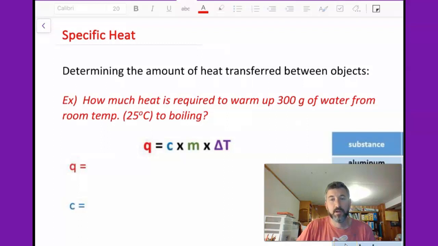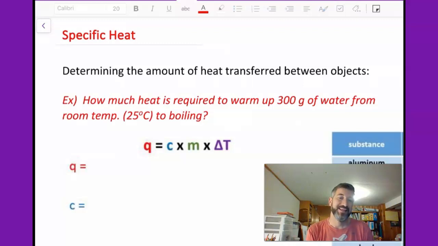Hey guys, today we are going to talk about specific heat. Basically, this is looking at how heat is transferred between two objects. So when you touch a cold object, or when you have a mug of something hot and it cools down in the room over time, any kind of heat transfer, not necessarily involving a chemical reaction, but just heat moving from one place to another.